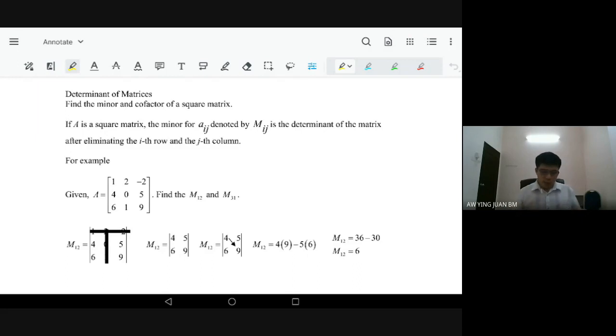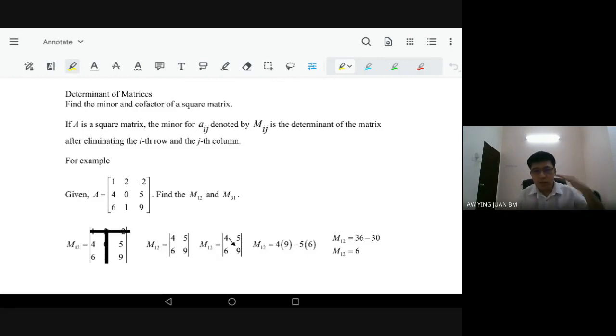The objective is to find the minor and cofactor of a square matrix. So before we move on to the determinant, what actually is a minor? What is a cofactor? We will further our discussion in this session.